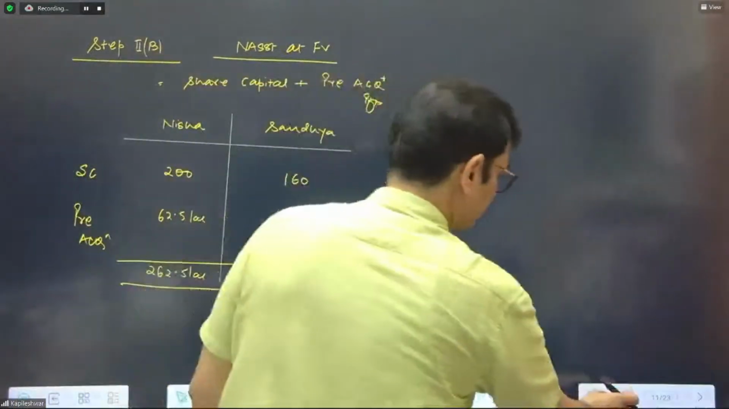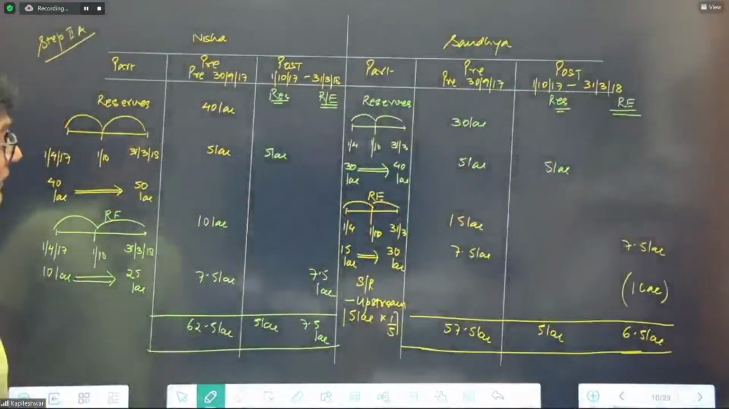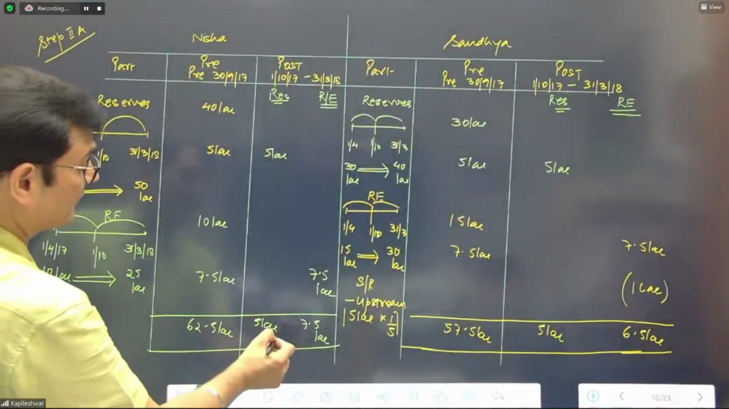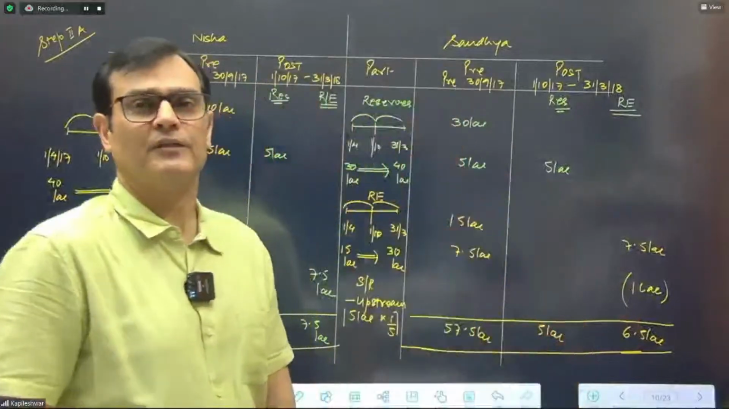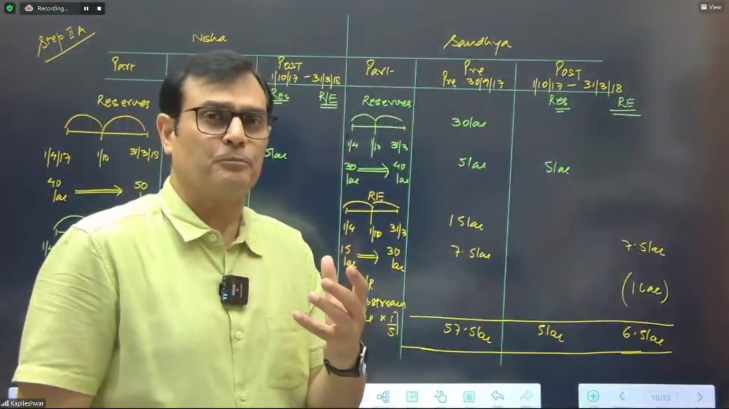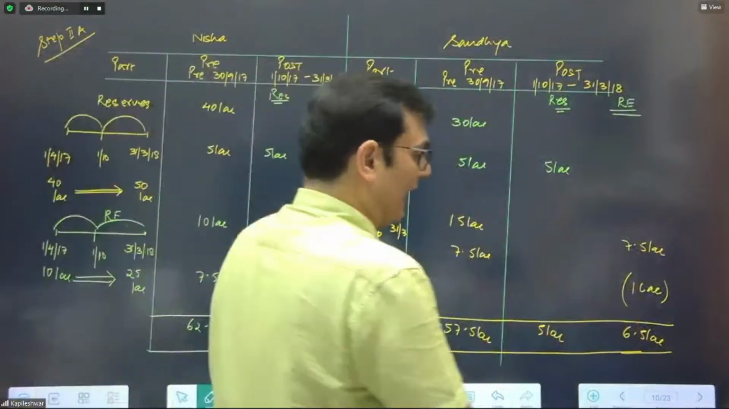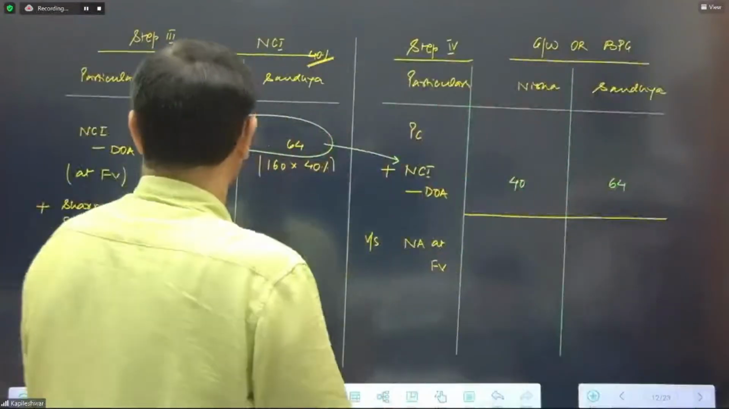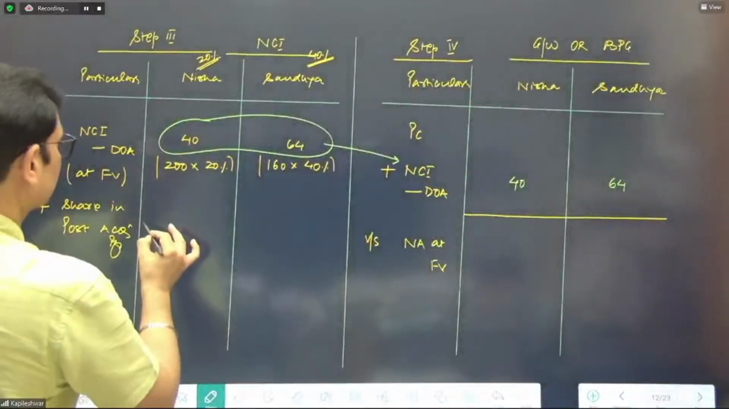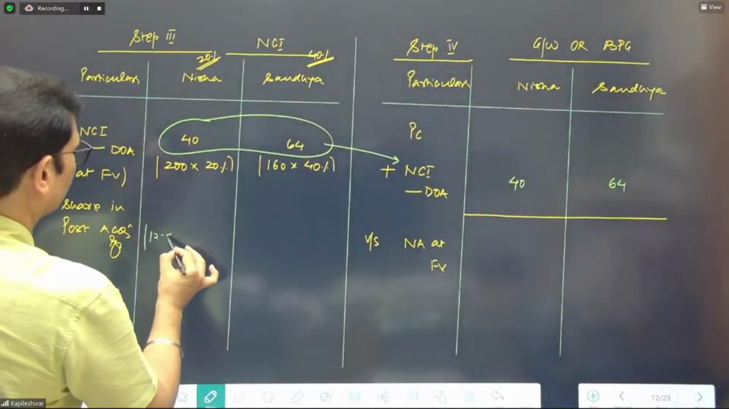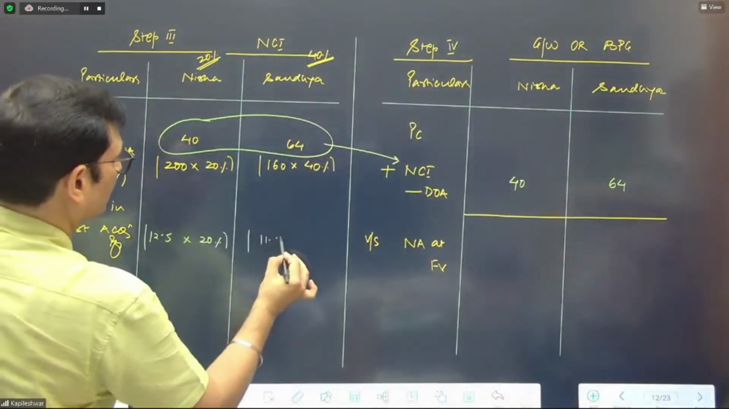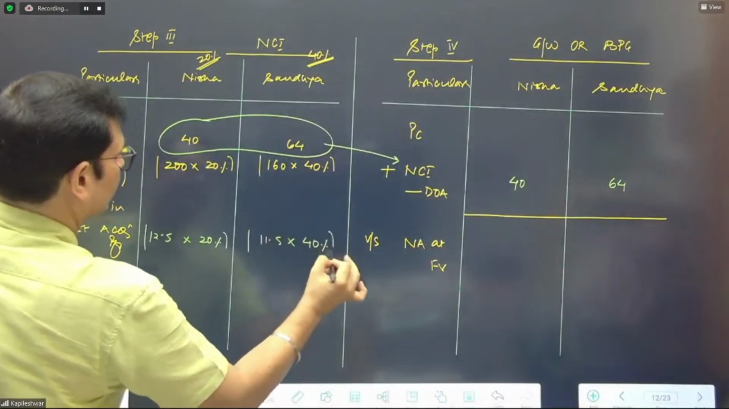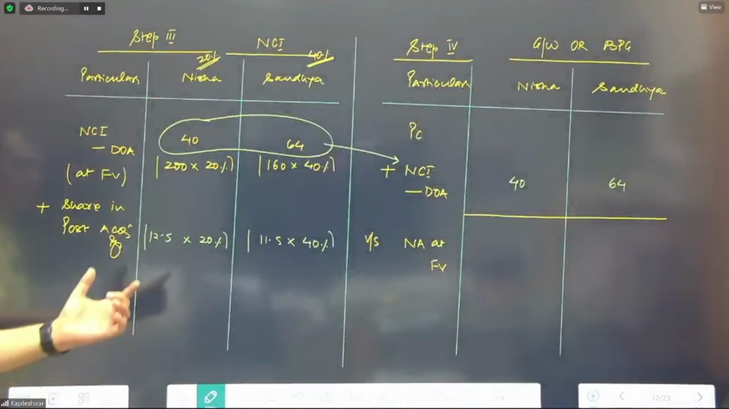And for this, we go back to the analysis of the equity. In terms of Nisha, we've got 5 lakhs and 7.5, that is 12.5, and this is 5 and 6.5, 11.5. The post-acquisition profits are 12.5 and 11.5. So let's add the post-acquisition increase. In terms of Nisha, it is 12.5 into 20%, and this is 11.5 into 40%. That is the share in the post-acquisition earnings.